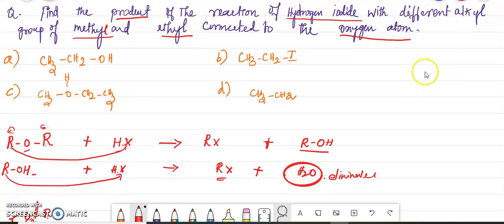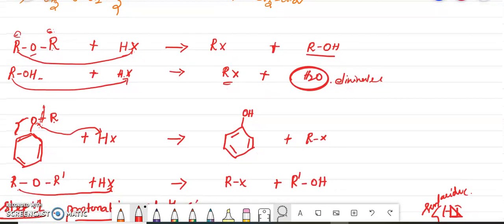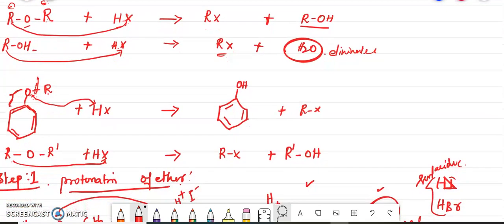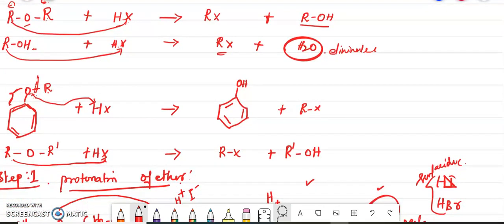In that reaction, I am starting with the general reaction, so that you will get a better clarification about the product and the mechanism behind it. Generally we can write two alkyl groups here: R, O, R. That means an alkyl group, the oxygen atom, and here another alkyl group.